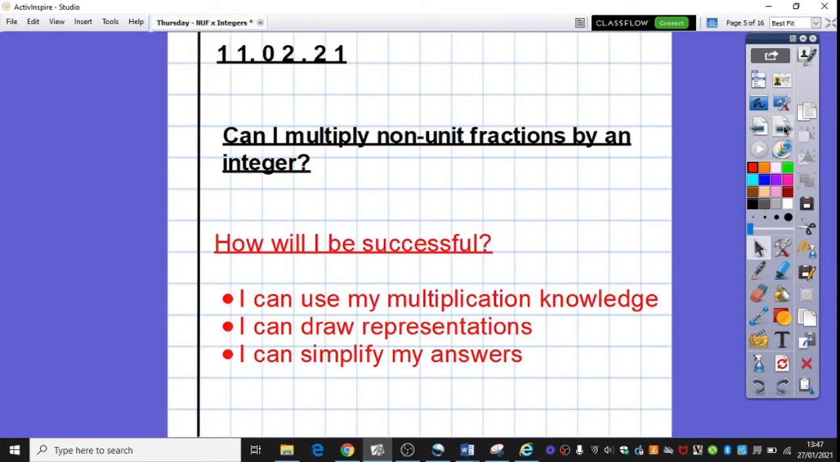So our final session of this week then, we're going to be looking at multiplying non-unit fractions by an integer. Now we've talked about and we've been working on unit fractions, so you might want to start to think about what a non-unit fraction might be, and an integer being a whole number. So how will we be successful today? Well, you're going to need to use your multiplication knowledge, drawing representations such as bar models or number lines, and maybe some of you might like the challenge of trying to simplify some of your answers as well.